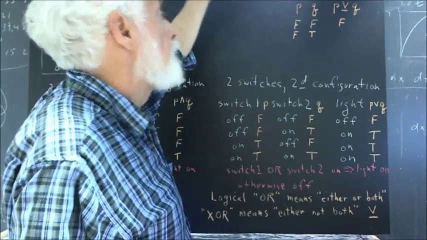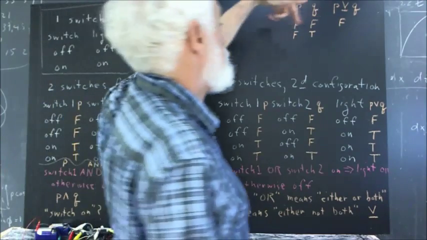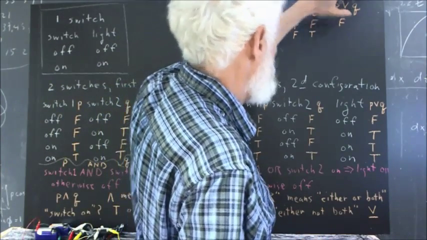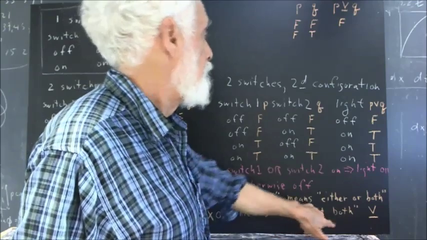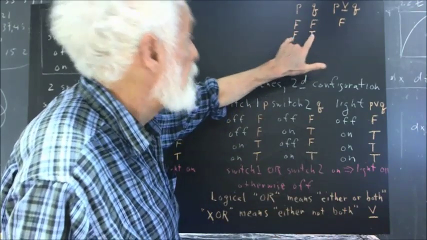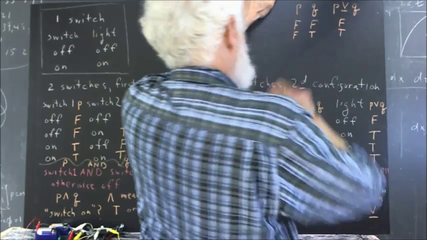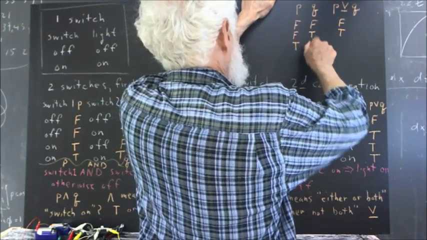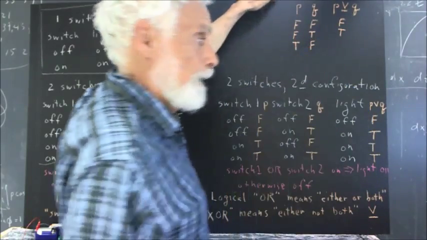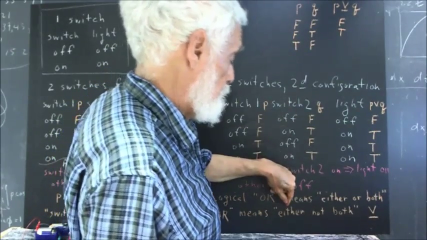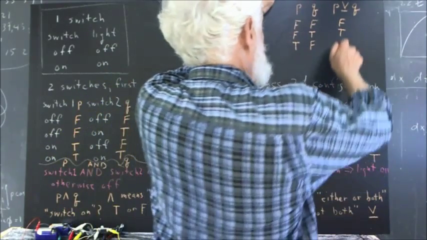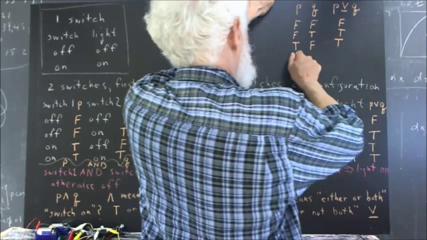Okay, now, if P is false and Q is true, then the P exclusive OR Q, what's it going to be? Think about it. It's going to be true because exclusive OR means either but not both. So here's either but not both. So the light is going to be on. That's going to be true. And of course, true, false satisfies the same condition. It's one but not both. So we're going to have a true here.